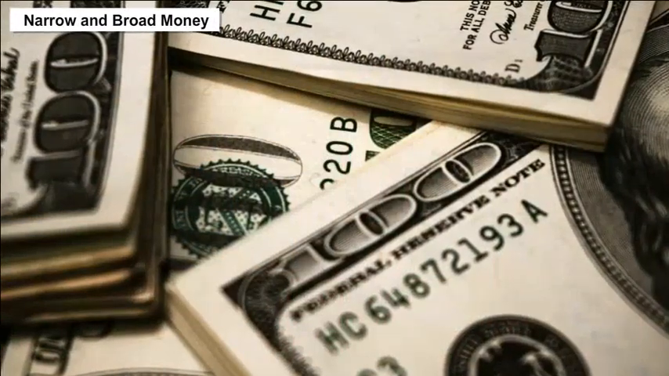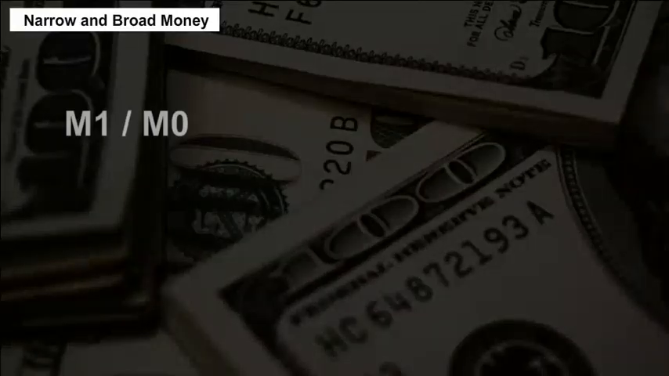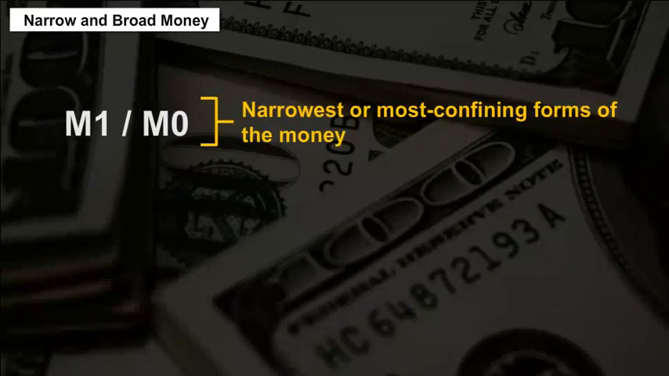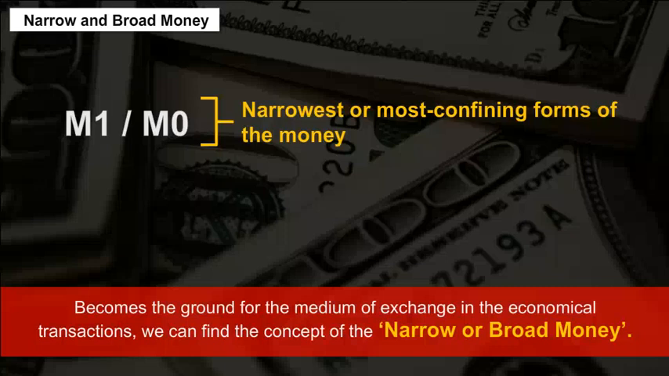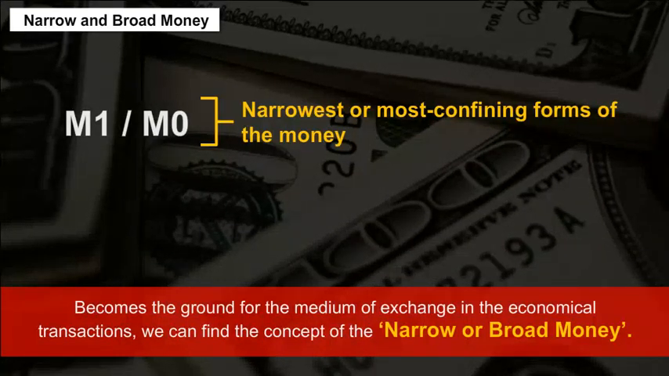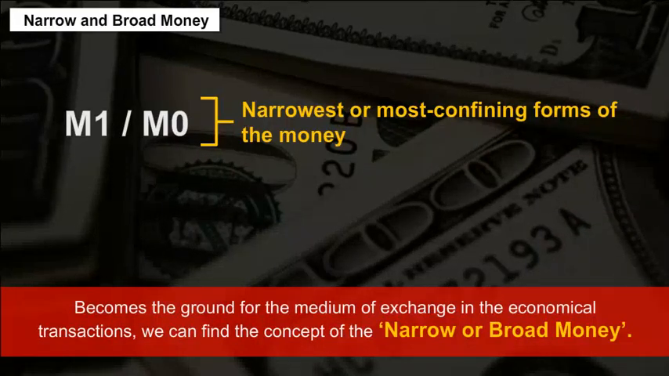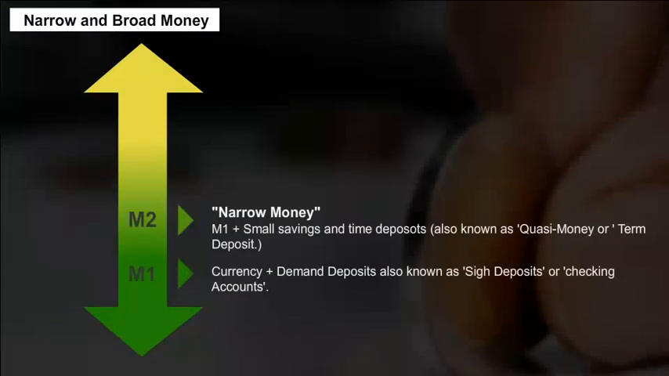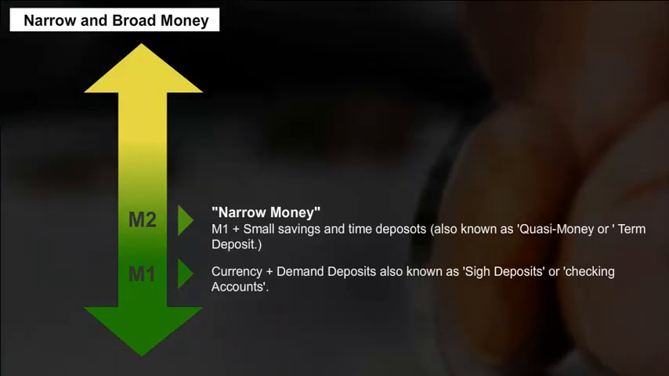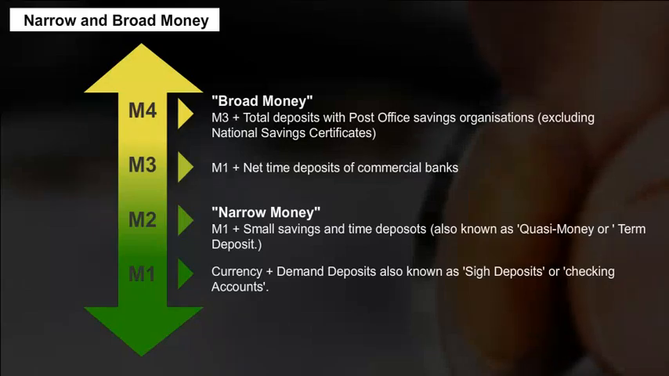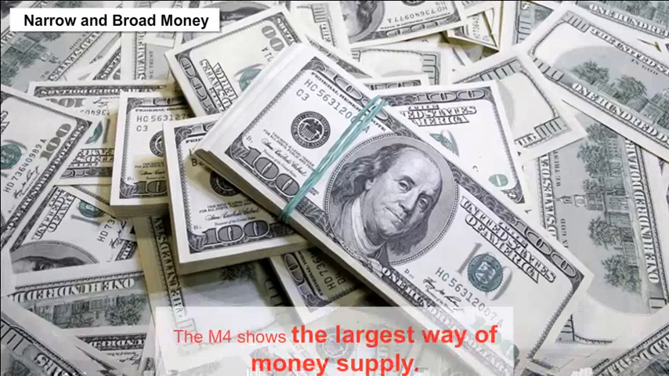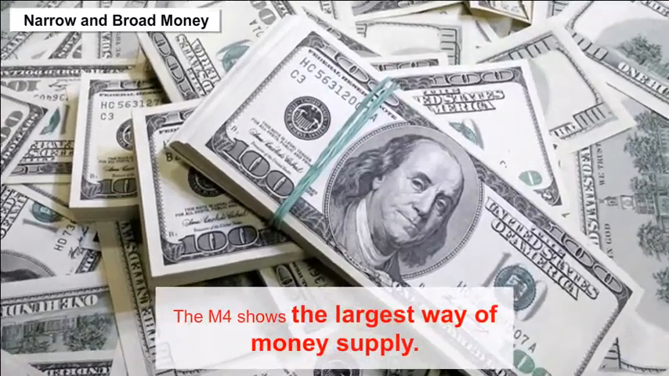Narrow and broad money. From the calculation where M1 or M0 is the narrowest or most confining form of money and becomes the ground for the medium of exchange in economic transactions, we find the concept of narrow or broad money. In general, M1 and M2 depict the narrow form of money, and M3 and M4 signify the broad money. M4 shows the largest measure of money supply.